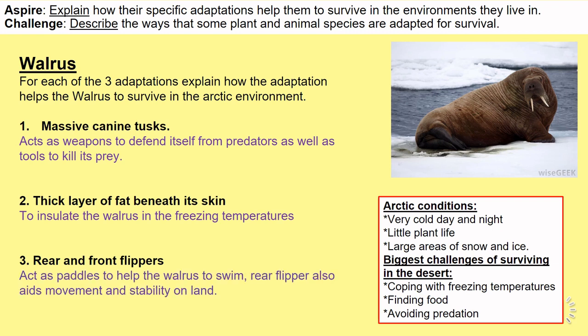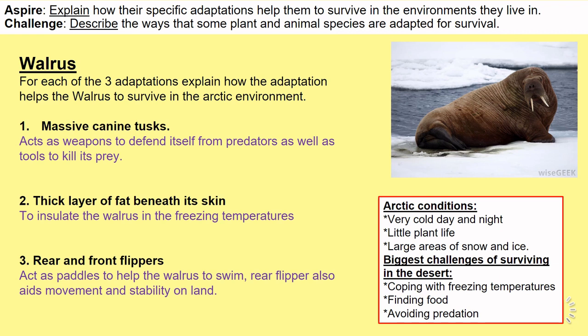And the rear and front flippers, again, to say the colossal size of these creatures, they are very, very good swimmers. The paddles at the front, their front legs, help the walrus to swim very well. The rear flipper also allows it to waddle around and to move with some stability on land. They can move quite quickly on land, and they are very good swimmers when you consider the size of them.